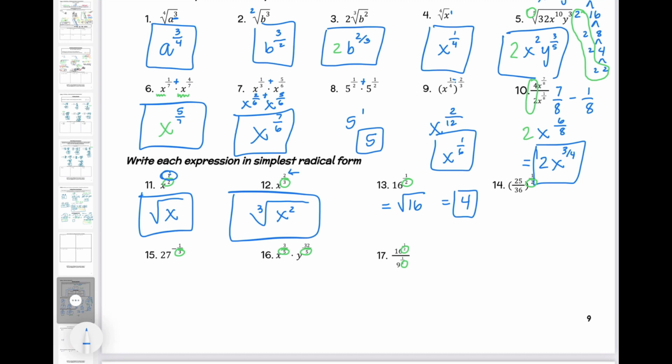All right, same deal with this next one. So we have 25 over 36 to the 1/2. So this is the same thing as 25 over 36 under a square root. And we can actually use what we learned last time to break this up to be 25 over square root 36, which would simplify to 5 over 6, because the square root of 25 is 5 and the square root of 36 is 6.